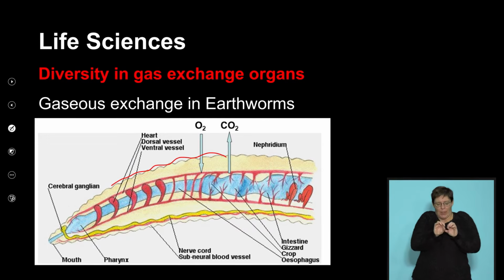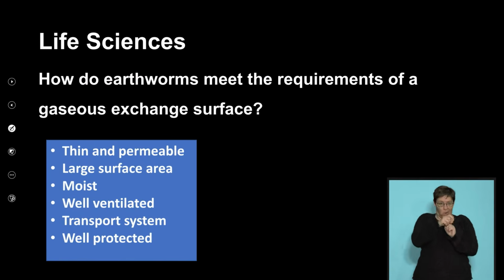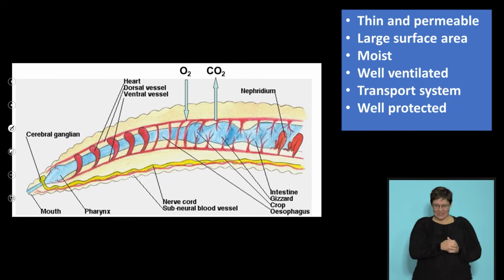All right, so let's think of that picture. And I'm going to go on to when we think of all these things. So let's start here. Thin and permeable. Very thin layer of skin over here. Okay? Earthworms are not very big.